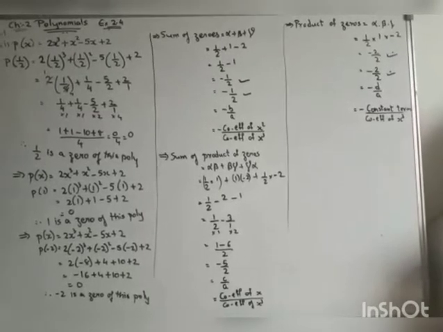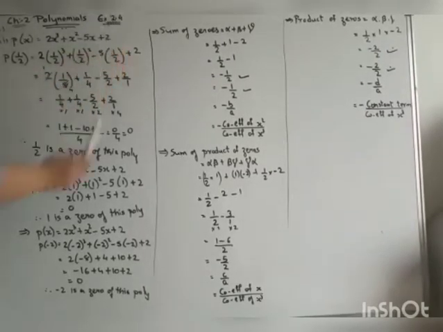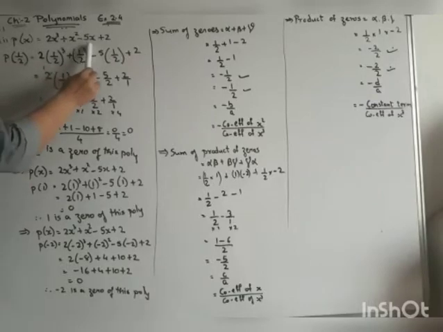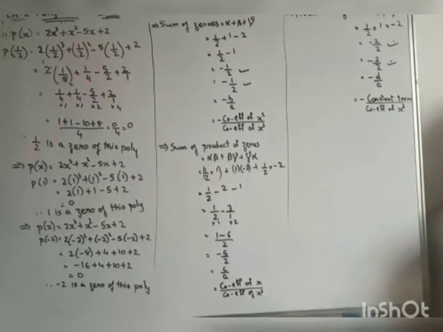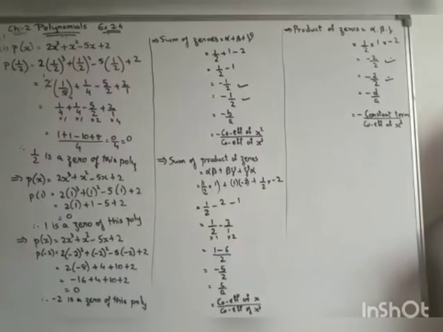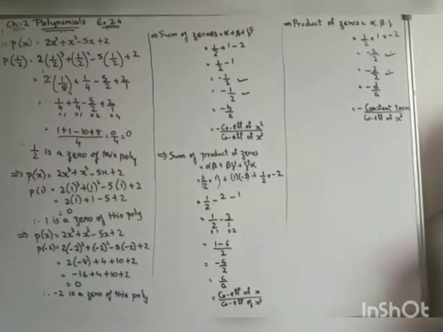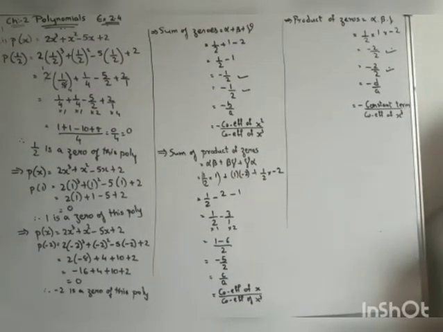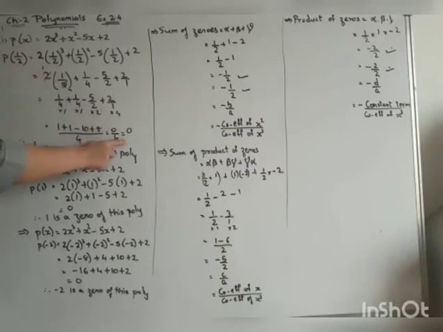Now children, today we are going to continue with exercise 2.4. Now P of x, that is the dividend, is 2x cube plus x square minus 5x plus 2. Now children, the question is: verify whether 1 by 2, 1 and minus 2 are the zeros of the polynomial or not. If we want to verify this, what we have to do is, in place of x we have to keep 1 by 2 and check whether the answer we are getting is 0 or not.